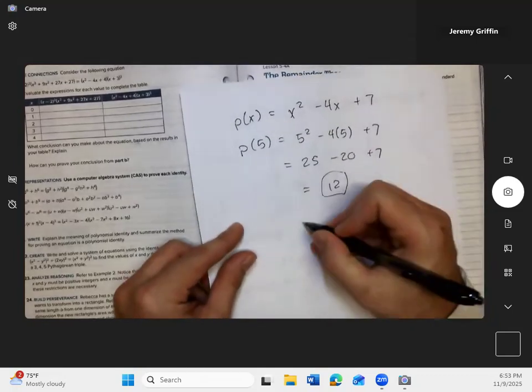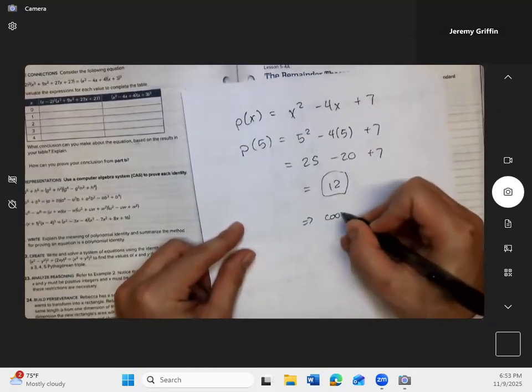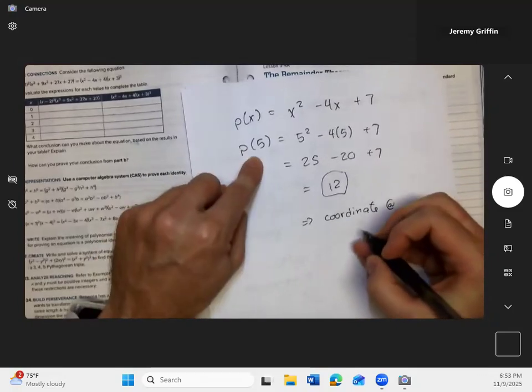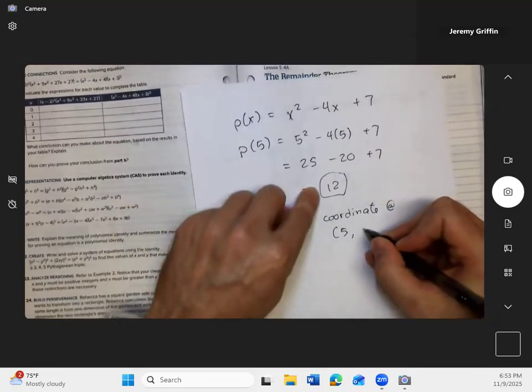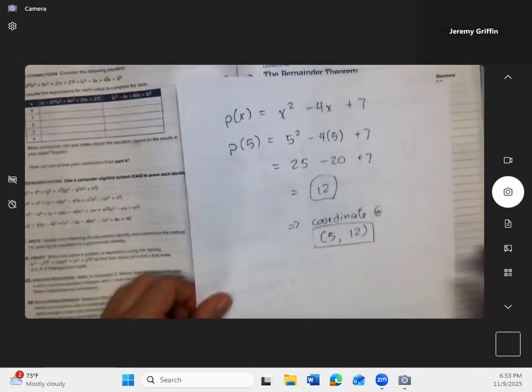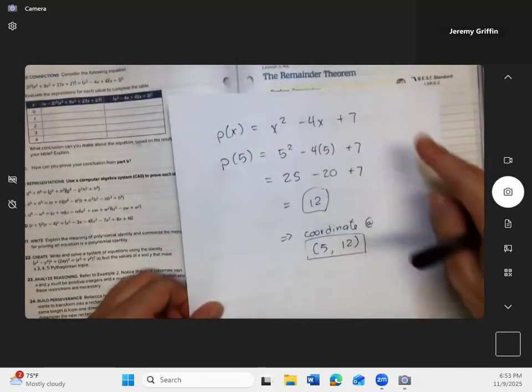So now there's a coordinate: when you plug in 5 for x, you get 12 for y, 5 comma 12. So that is one coordinate on this original polynomial, p of x. So it just showed you 3 different ways how to do that.